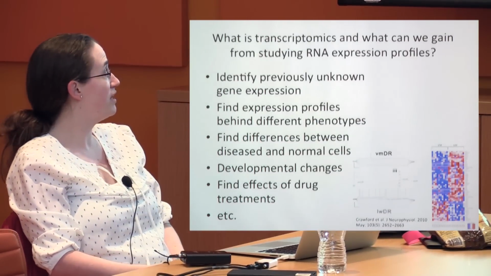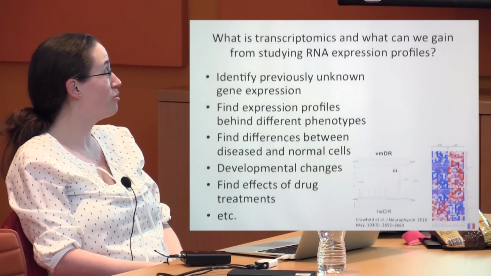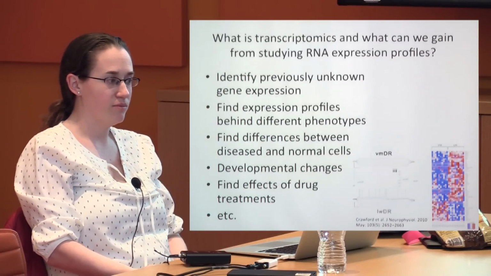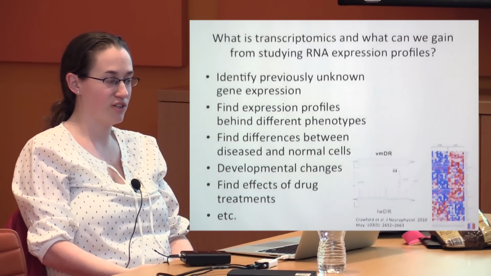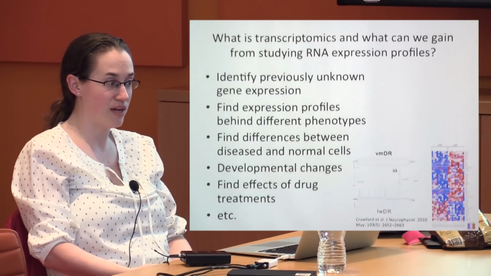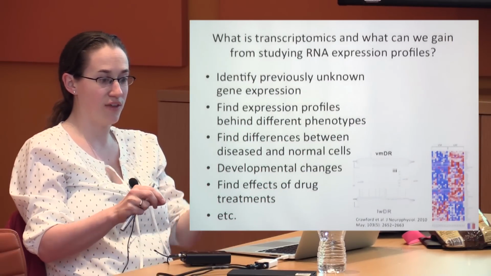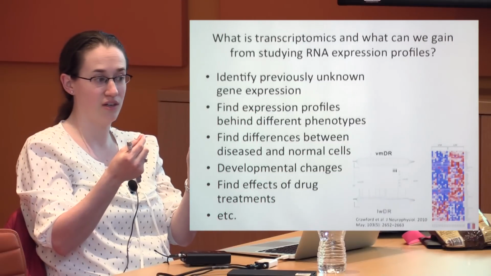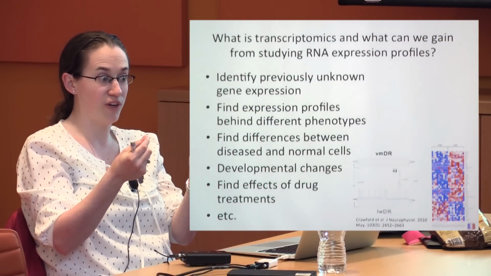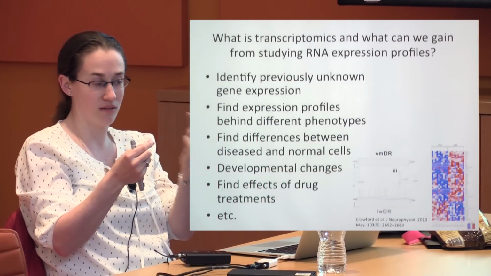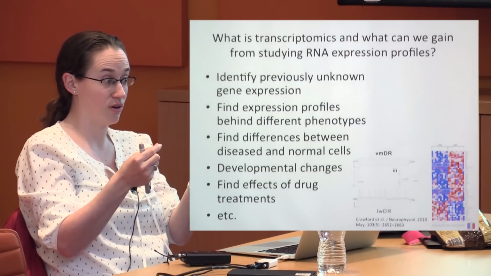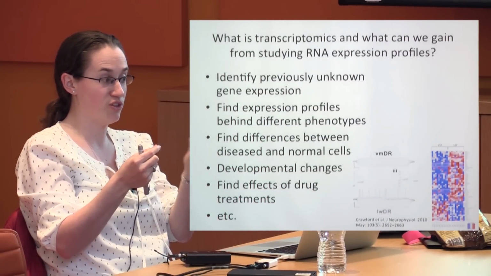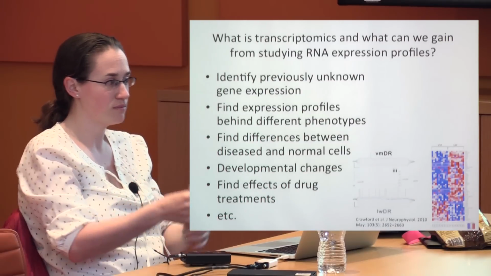You can also find differences between diseased and normal cells, which I'll talk about a lot later. This is where you come into translational research and personalized medicine. If you can look at the diseased cells and the normal cells from a single patient, you can figure out for that patient why their diseased cells are going so wrong, and figure out treatments specifically for them.